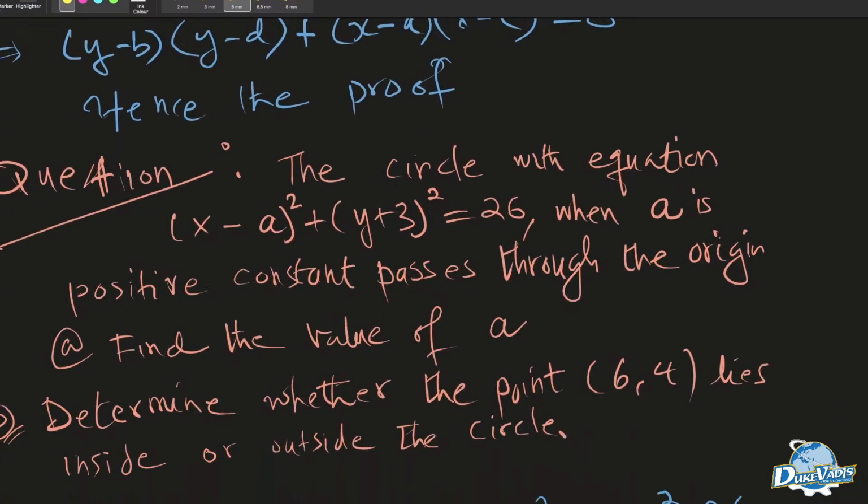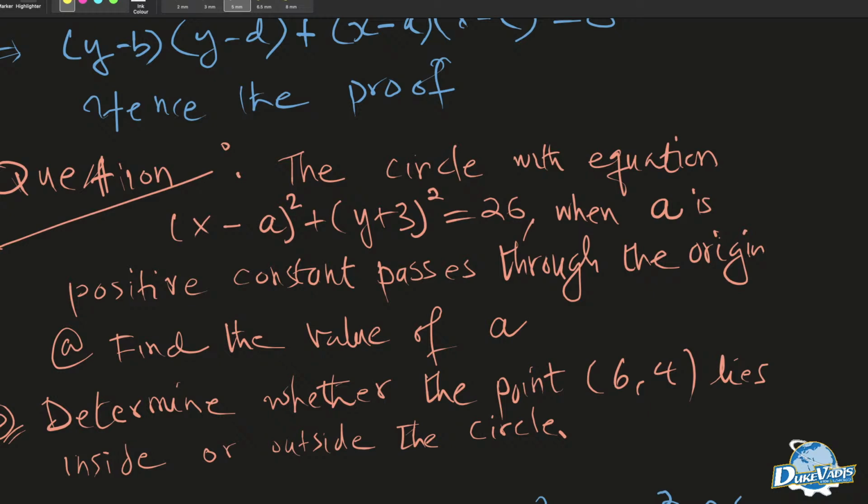Yeah, we got this question here too. The circle with the equation (x − a)² + (y + 3)² = 26, when a is a positive constant, passes through the origin. Find the value of a, and determine whether the point (6, 4) lies inside or outside the circle. So how do we go about this question?